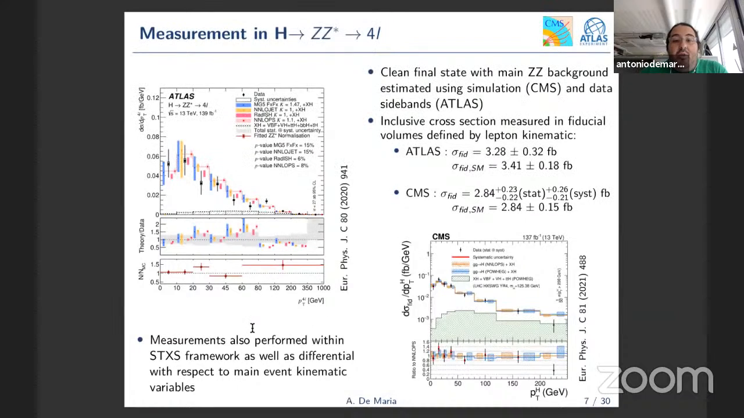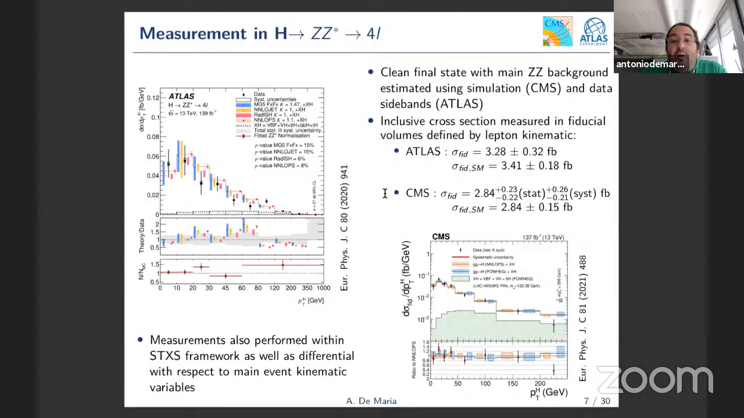The next one which I would like to talk about is the four-lepton final state, so ZZ star. This is a clean final state in which the main background is the ZZ. It's estimated slightly differently between the two experiments. So CMS used the simulation, while ATLAS used the mass sideband.